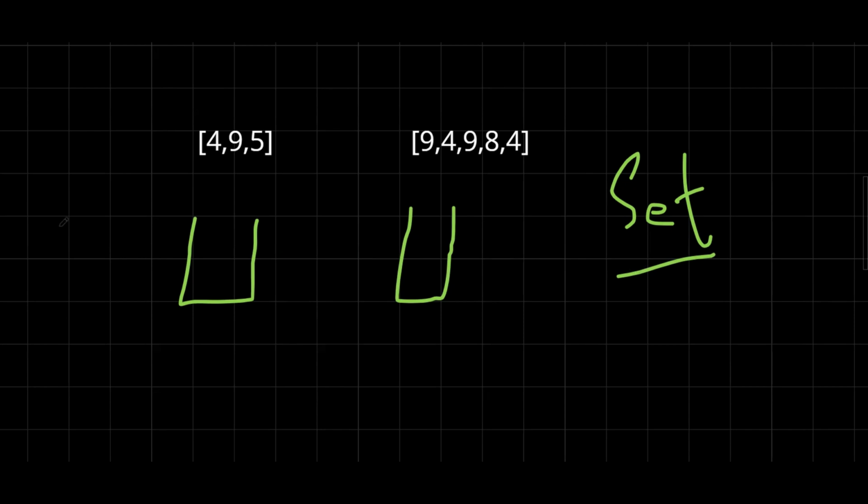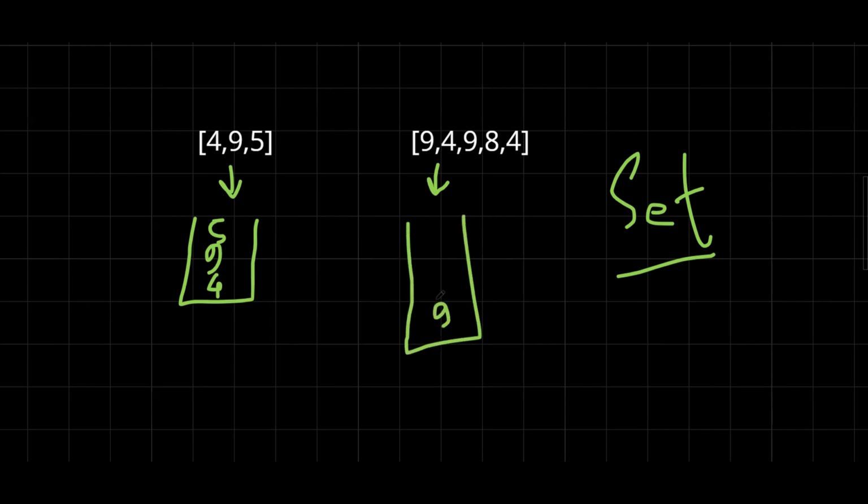Now, the algorithm is pretty simple. We have to insert all of the elements of the first array into the first set and all of the elements of the second array into the second set. Now, if I insert the elements in the first set, the set will contain the elements 4, 9, and 5. Now, if we insert all of the elements in the second set, the set will contain the elements 9, 4, and 8.